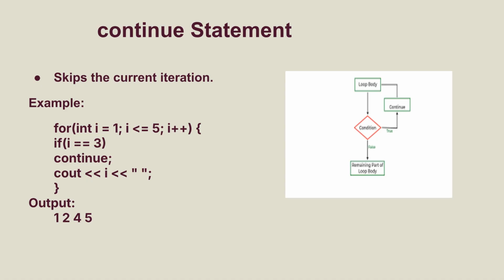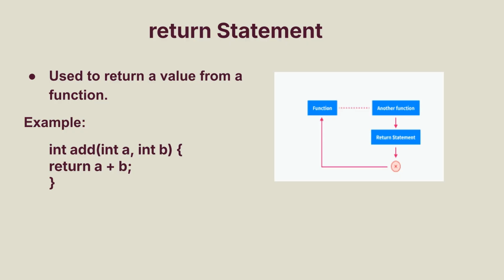The example shows how it stops the loop when "i" equals 3. The "continue" statement skips the current iteration of a loop, moving directly to the next iteration. In this example, 3 is skipped. The "return" statement is used to return a value from a function and terminate its execution. Here, it returns the sum of 2 integers.